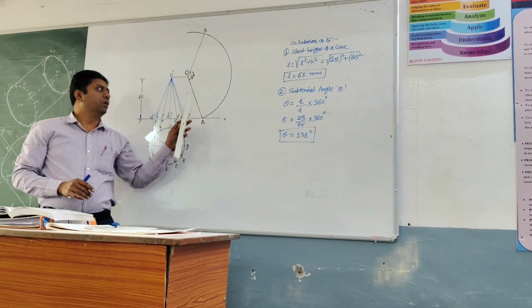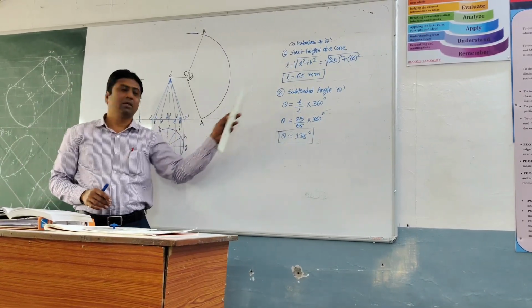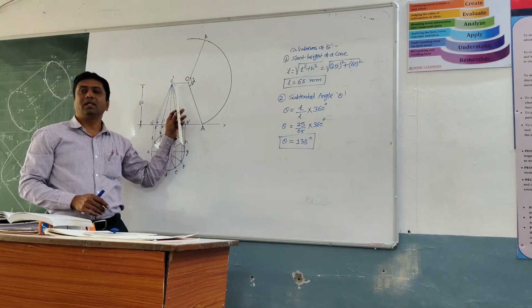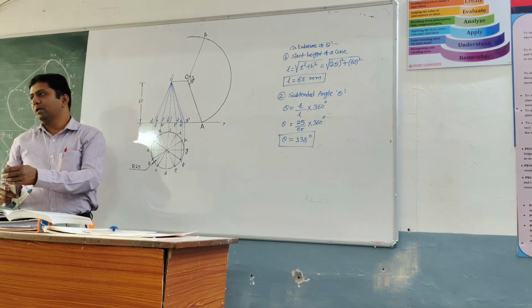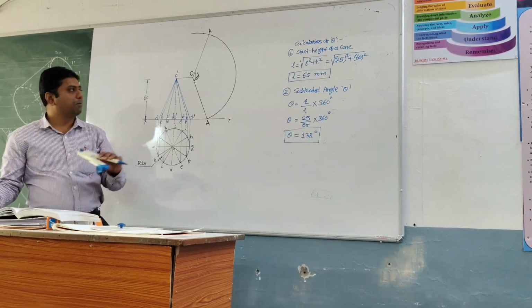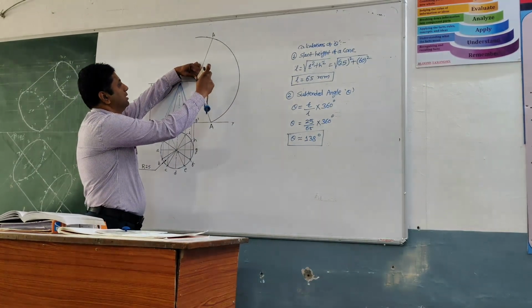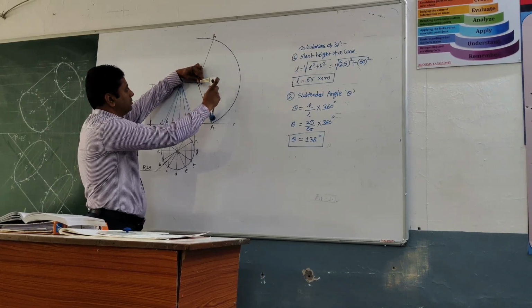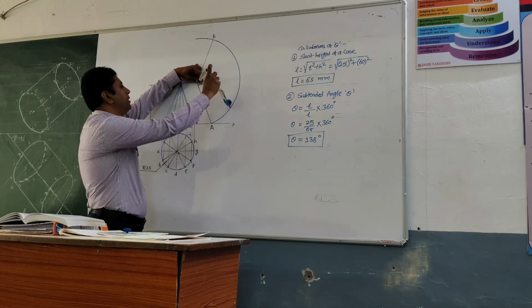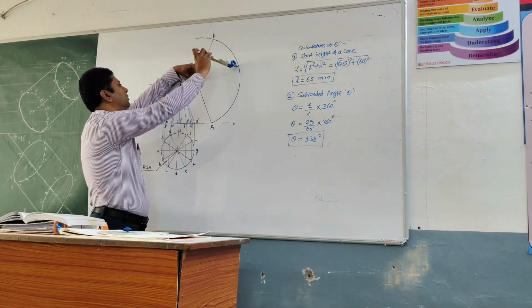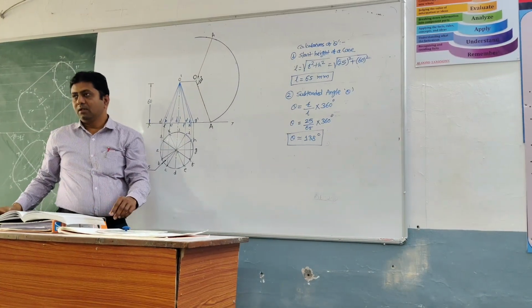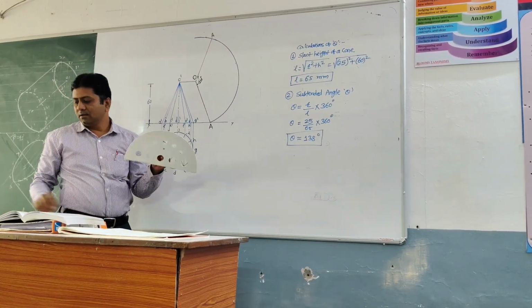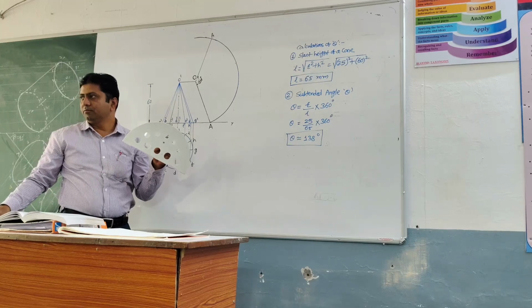Understand this? OA equals how much? 65 mm, and this is parallel to which line? Z. Then take the compass, and with the help of the compass take the distance OA, and with center O, draw a big arc.